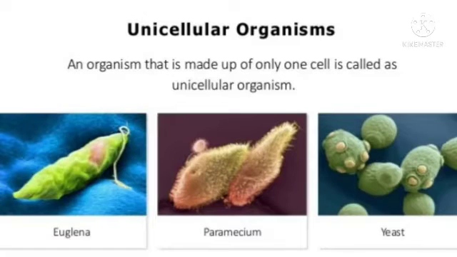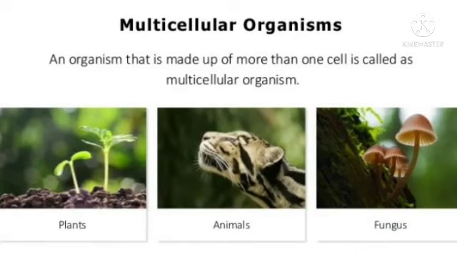Unicellular organisms. An organism that is made up of only one cell is called unicellular organism. Multicellular organism. An organism that is made up of more than one cell is called multicellular organism.